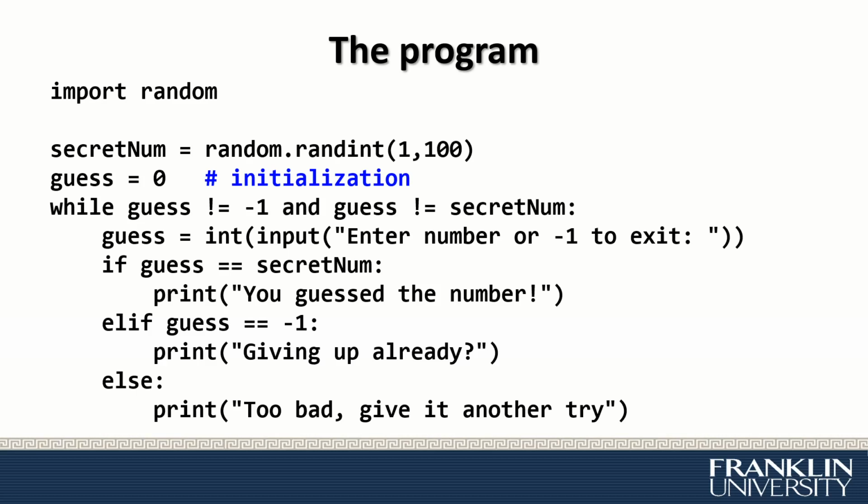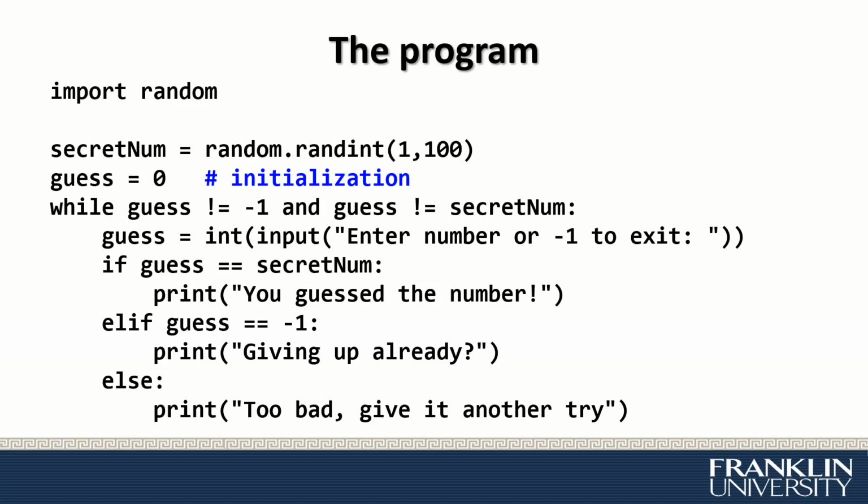And here is a program. I am using random.randint to generate a random number between 1 to 100 inclusive. And I set guess to 0, and while guess is not equal to -1, -1 is to call uncle, and guess is not equal to secret number, because secret number is between 1 to 100. When I set guess to 0, the initial condition will be true. So I will get into the loop and prompt the user for their guess.